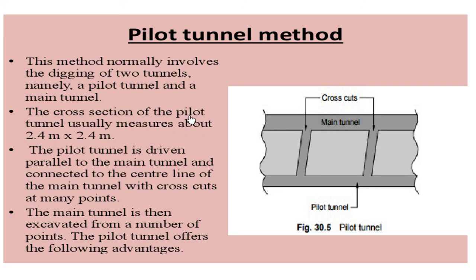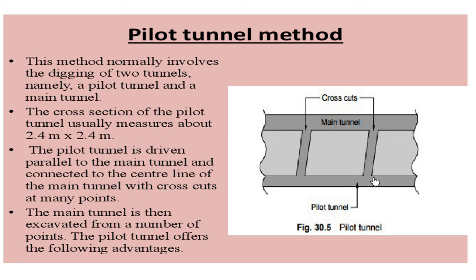The cross section of the pilot tunnel usually measures about 2.4 meter by 2.4 meter. What you can see here is the pilot tunnel. This is the main tunnel which you have to make. So in a horizontal manner, another tunnel is being made of a lesser dimension. The dimension is given as 2.4 by 2.4.